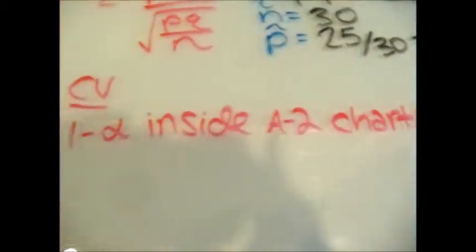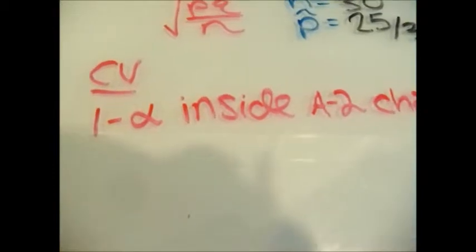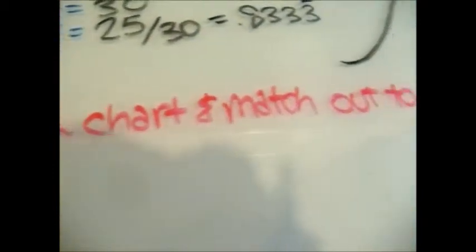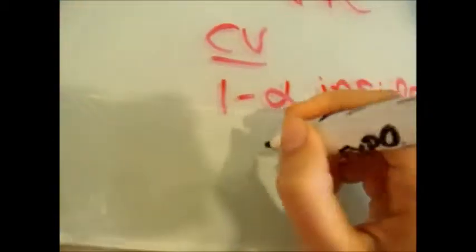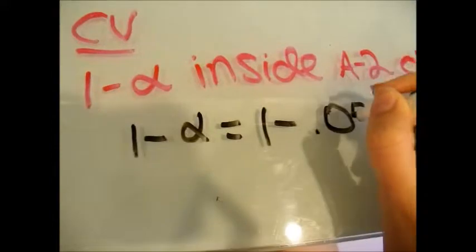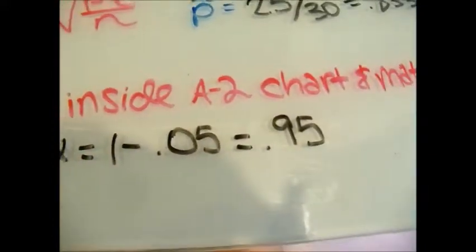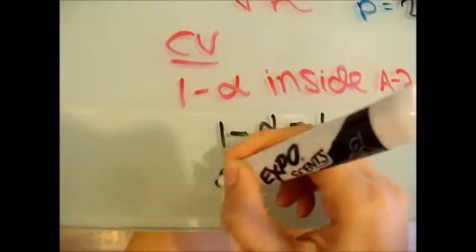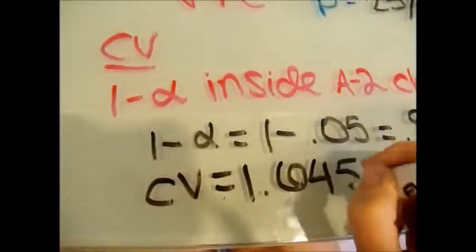So to find the critical value, which is our next step, we need to have 1 minus alpha inside the A2 chart and match outside to the z-score. So 1 minus alpha is 1 minus 0.05, which is 0.95. And if you look in the chart, that means the critical value is 1.645.